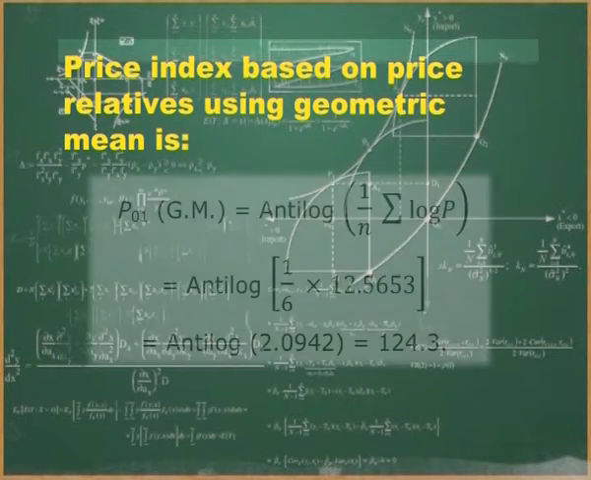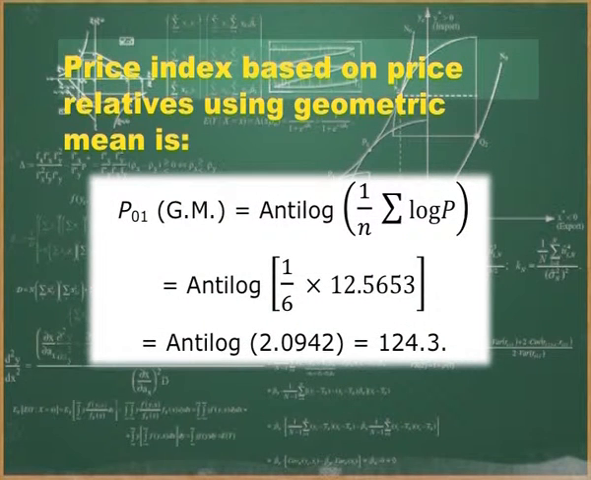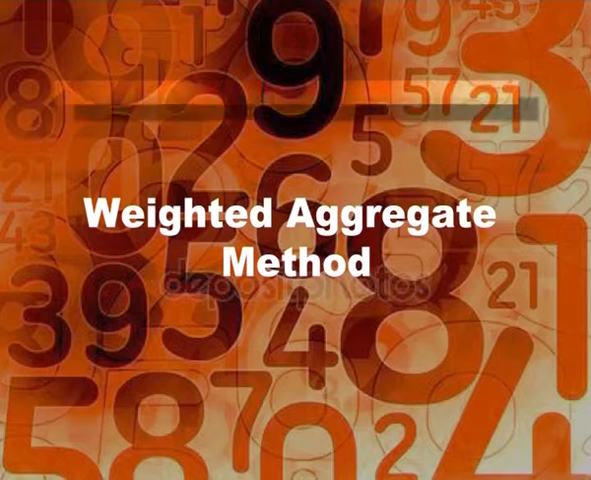Price index based on price relatives using geometric mean is P01 GM equals antilog of 1 by n times Σ log of P. So this is equal to antilog of 1 by 6 into 12.5653. So this is equal to antilog of 2.0942, which is equal to 124.3.